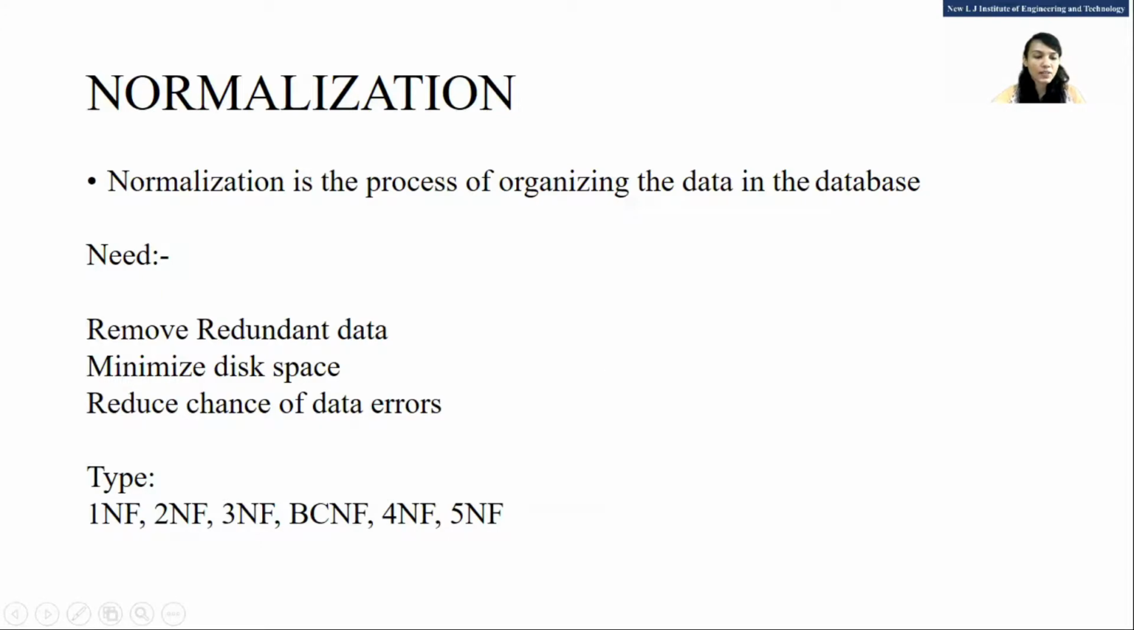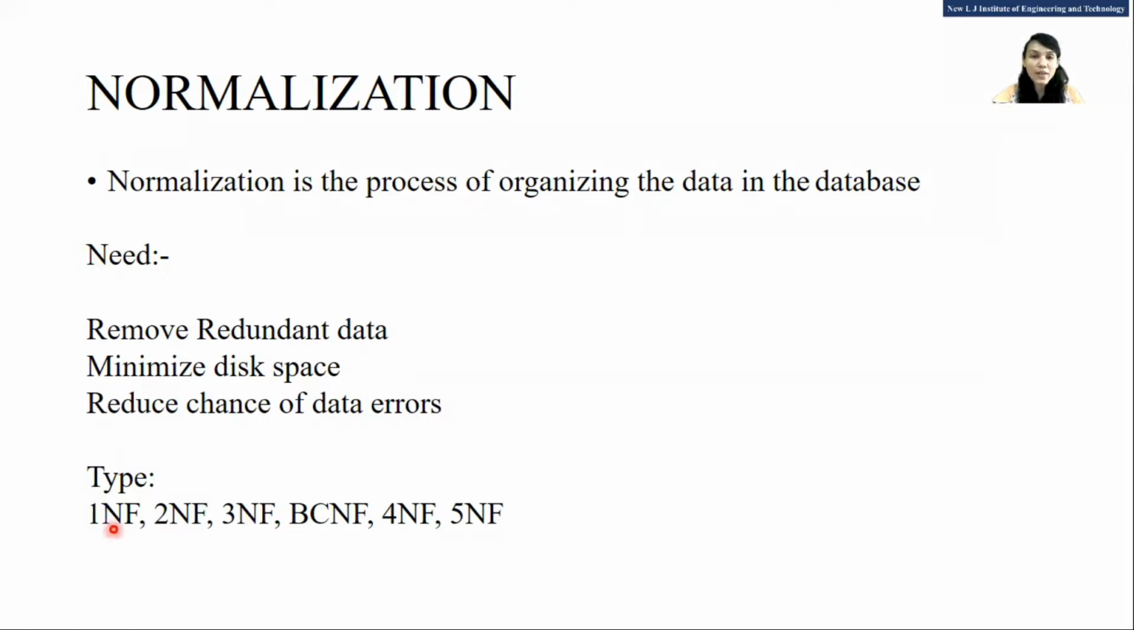So what is normalization? Normalization is the process of organizing data in the database. So what is the need of normalization? Suppose we have a database, and if you don't know normalization, you will simply make a table and randomly add data in that table. But such tables lead to some errors and more memory occupancy. So the need of normalization is to remove redundant data, minimize disk space, and reduce the chance of data errors.